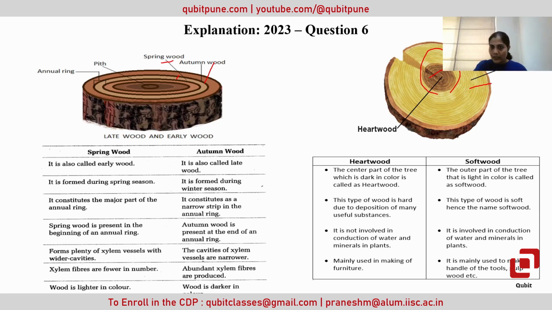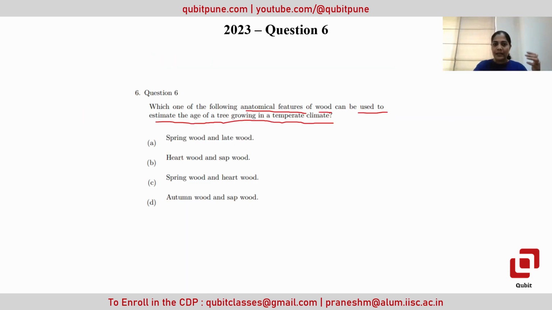However, we can see the outer rings, means as the age increases, we can see the sapwood will be present on the outer side. So here we are referring to the temperate climate, which is colder than the tropical, which is present in between the polar and the tropical region. So in the temperate climate region, it's moreover the autumn wood and the sapwood which is responsible for estimating the correct age, by which we can see the ring structure more clearly. For this particular question, option D is the correct one.